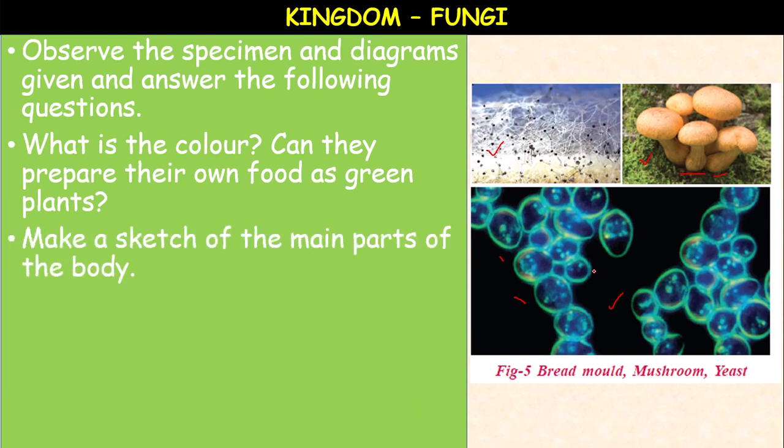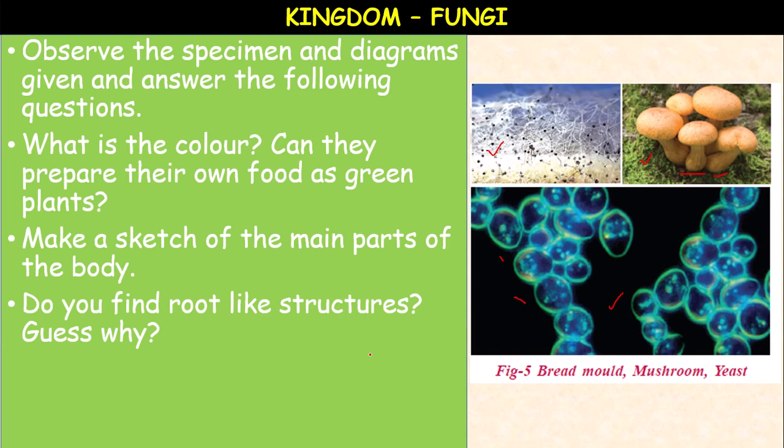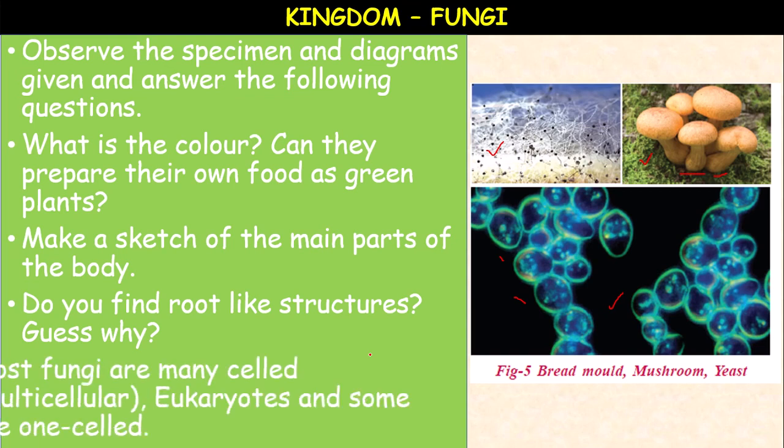Make a sketch of the main parts of the body. So the main parts are, you can see the filamentous structure. So this is umbrella shape. Okay, this is a single-celled unicellular fungus, yeast. Do you find root-like structures? No. There are no root-like structures. Guess why? Because they are not absorbing the nutrients from the soil. Okay, there is no necessity for them.